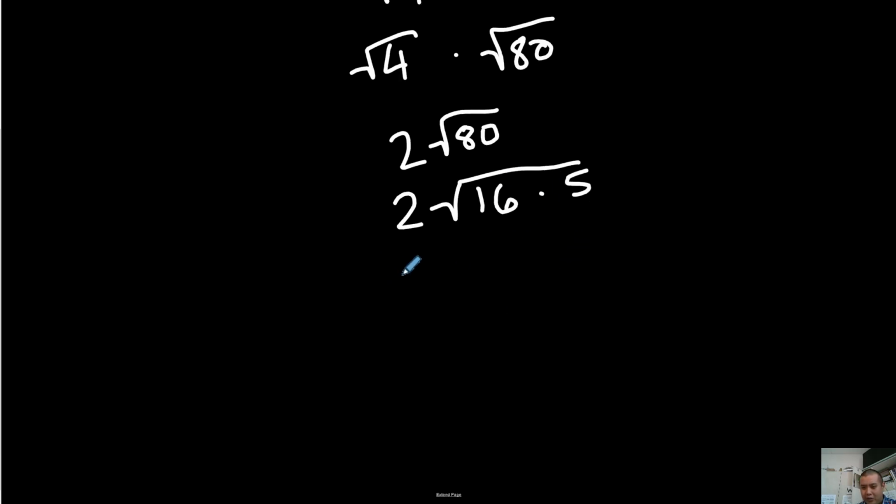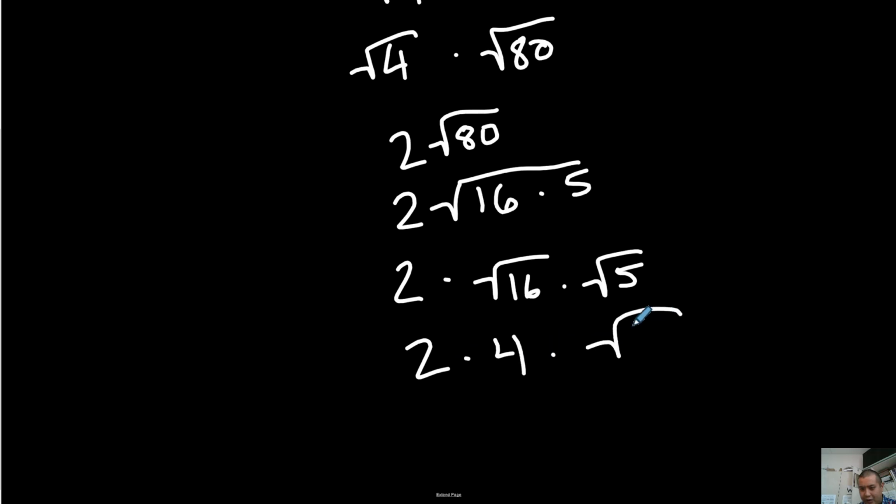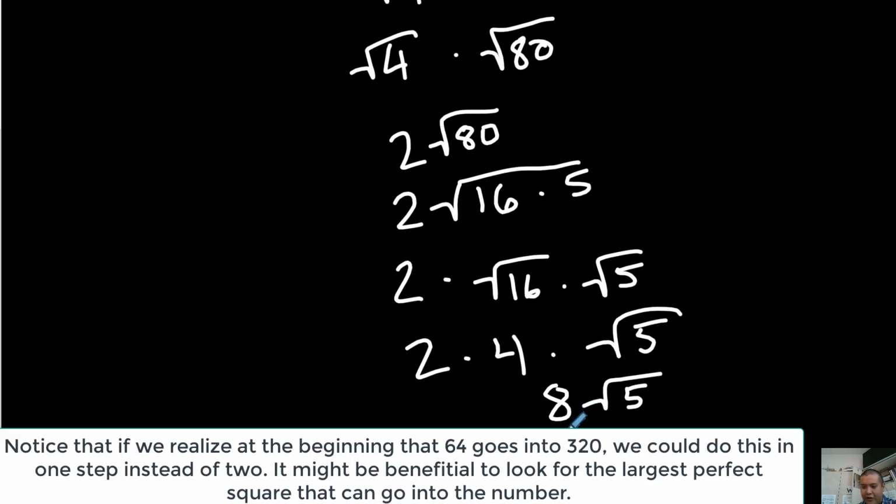So we have 2. Remember, this is times the square root of 16 times the square root of 5. And that becomes 2 times 4 times square root of 5, which becomes 2 times 4 is 8 square root of 5, and 5, there are no perfect squares that fit in there, so our final answer is 8 square root of 5.